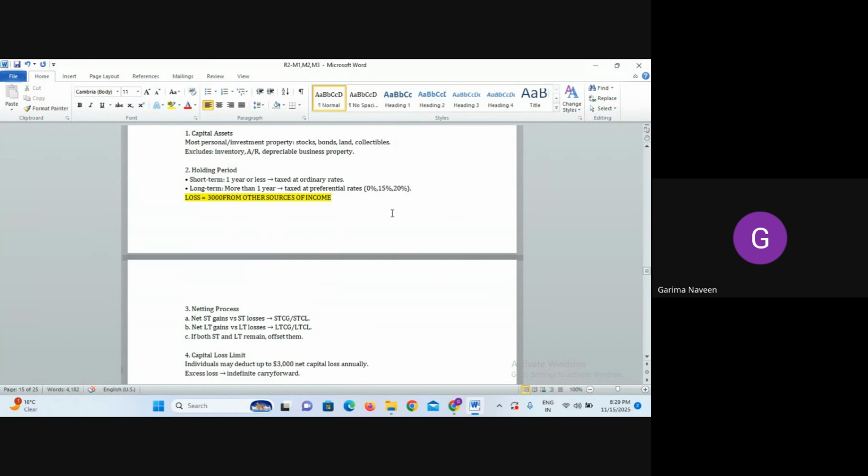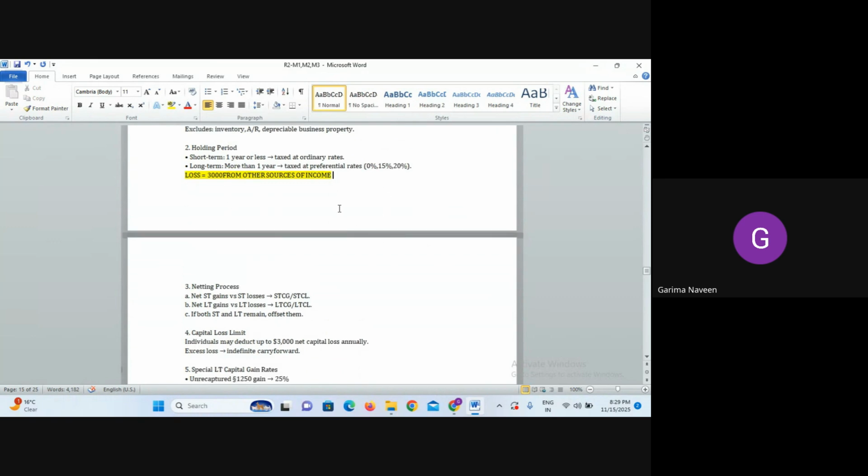Okay, so first of all, you will try to set your capital losses against your capital gain. And if you are left with excess of loss, then up to $3,000 you can deduct from your other sources of income, and the rest of the loss you can carry forward to the next year. Okay.